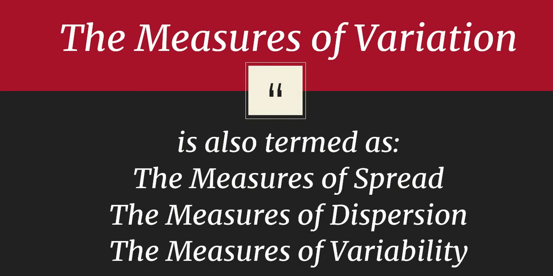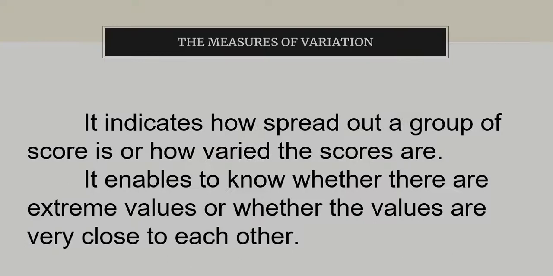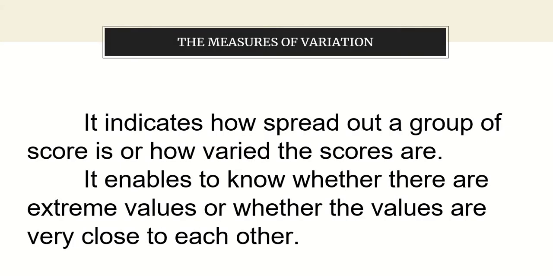The measures of variation is also termed as the measures of spread, the measures of dispersion, or the measures of variability. It indicates how spread out a group of scores is or how varied the scores are. It enables us to know whether there are extreme values or whether the values are very close to each other.